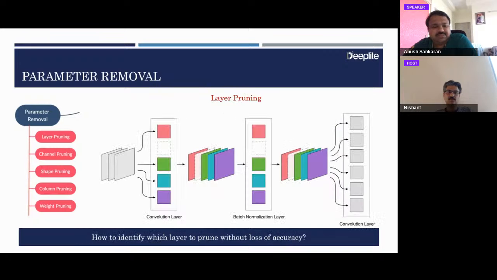The next one, which we are focusing on, is the entire channel pruning. So here is the example. Say suppose a particular convolution layer has 5 filters. And what we are trying to do is that instead of removing certain weights inside a filter, we try to remove the entire filter itself.